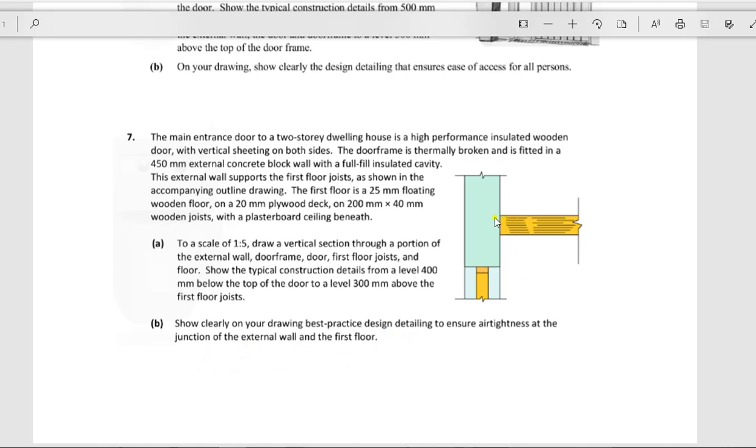But a lot of students would actually just go the old-fashioned way of building these joists into the inner leaf of blocks and letting them rest on the inner leaf of blocks. In the new practice for passive and air tightness, these joists can no longer be built into this wall. They have to be supported on metal joist hangers, and basically it's just a triangular piece that you draw onto the joist here and place a black line into the blockwork.